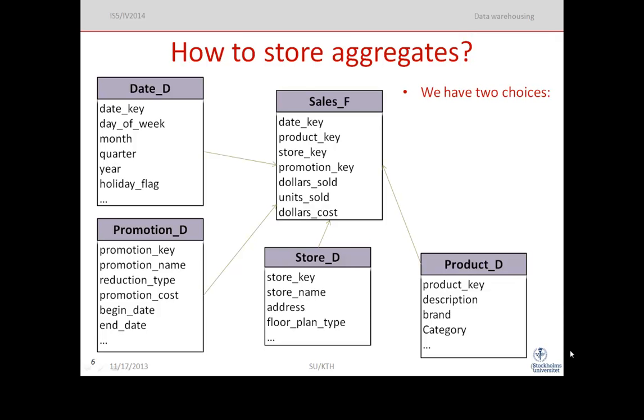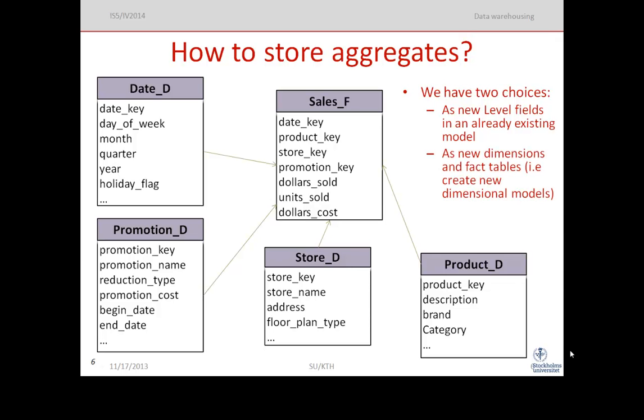So, how to store aggregates? Well, we have two choices. As new level fields in an already existing model, or as new dimensions and fact tables. That is, we create a new dimensional model, we create a new star join schema, for instance.